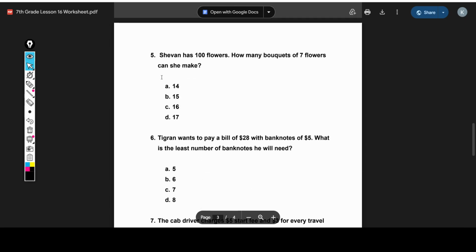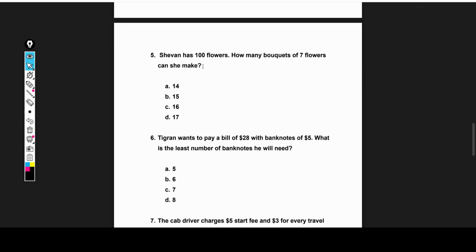Alrighty, Siobhan has 100 flowers, and how many bouquets of 7 flowers can she make? Well, let's divide. We want to divide these flowers into bouquets of 7, so we'll do 100 divided by 7. Let's do long division for this one. And so you do the standard long division practice. I hope you all know how to do long division.